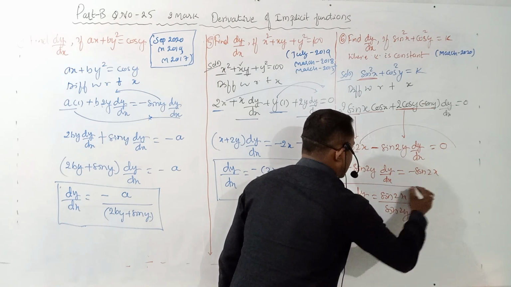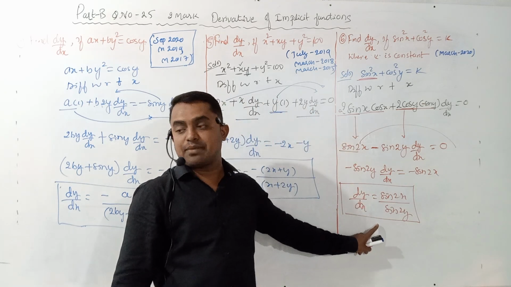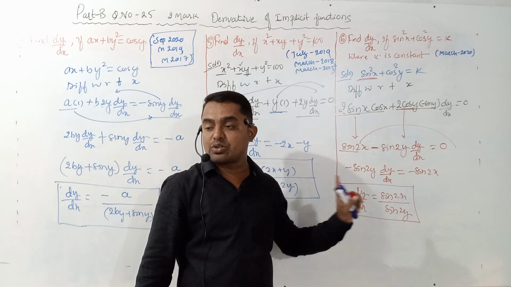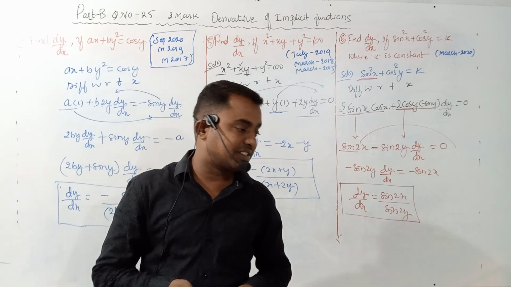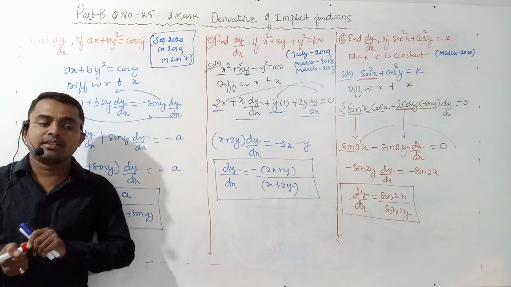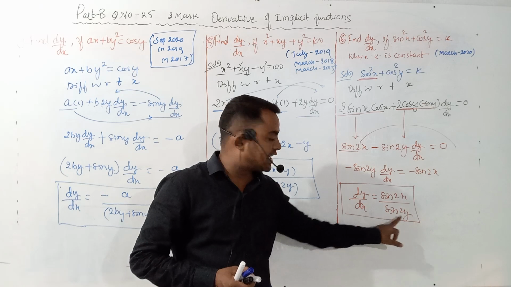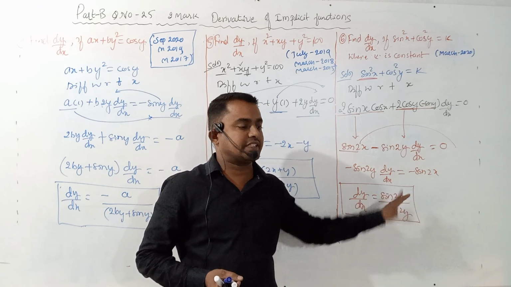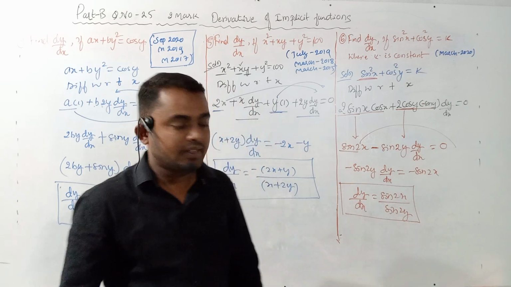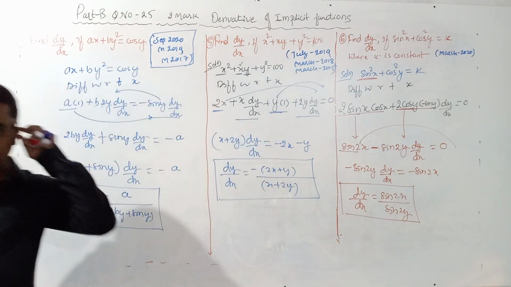Don't cancel the sin, because it is not possible here to cancel the sin, because it contains 2x and 2y. And don't even cancel the 2, because these are different. Remember this one, this sin is linked with 2x, and this sin is linked with 2y. Here it is not possible to cancel 2 and sin. The final answer is dy by dx is equal to sin 2x divided by sin 2y.